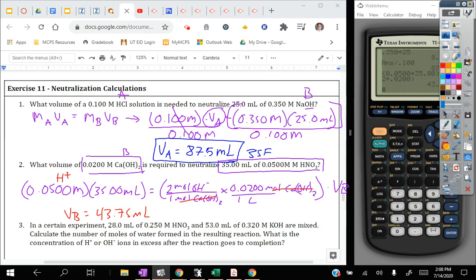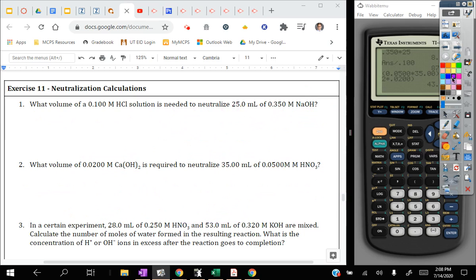for my base. Now, I had 4 significant figures for my volume here, but the other 2 values only had 3 significant figures. So I need to round this to 43.8 milliliters of base needed to neutralize the molarity of acid. Let's move on to the next one.